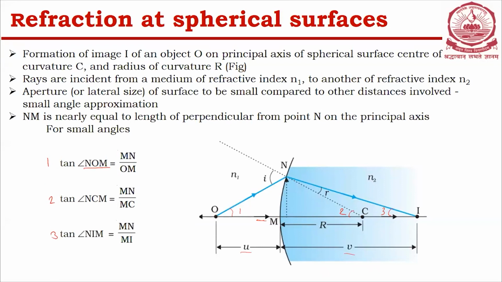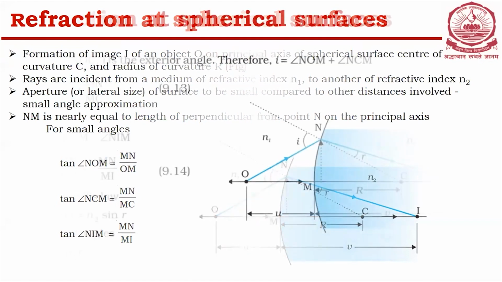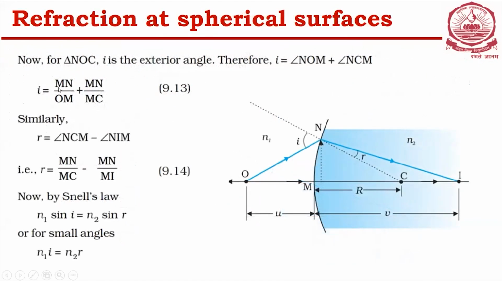Now go to the next point, for NOC. In the triangle NOC, i is the exterior angle. So you can write in this triangle that i should be equal to this angle plus this angle. So i is equal to these two angles.